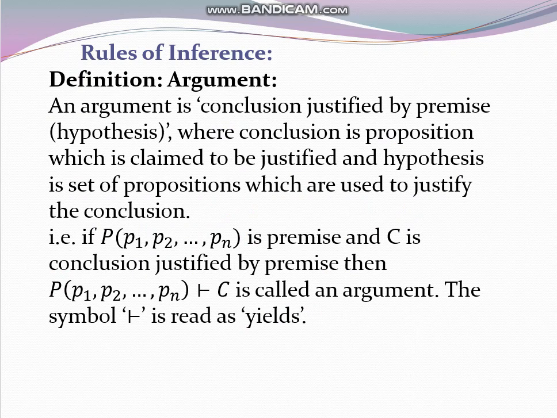You can also call the premises hypothesis, where conclusion is the proposition which is claimed to be justified and hypothesis is a set of propositions which are used to justify the conclusion. That is, if P with propositions P1, P2 up to Pn is the premise and C is the conclusion justified by the premise, then P1, P2 up to Pn yields C is called an argument. The symbol here is read as yields.